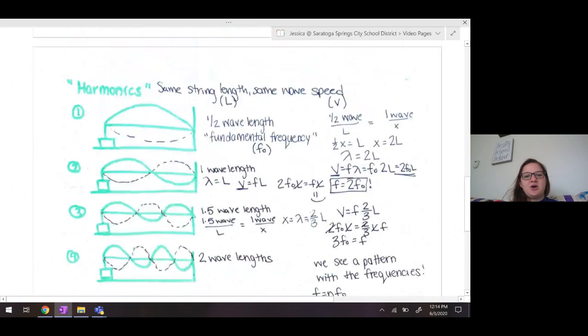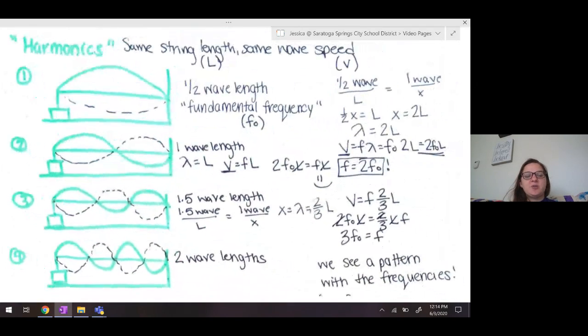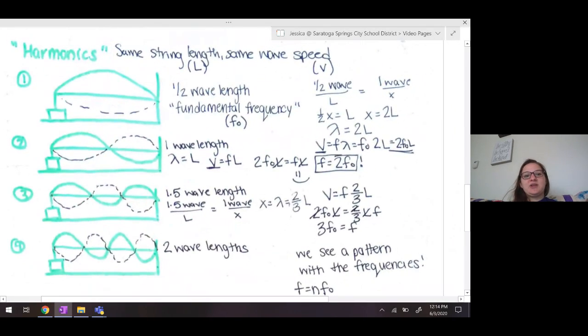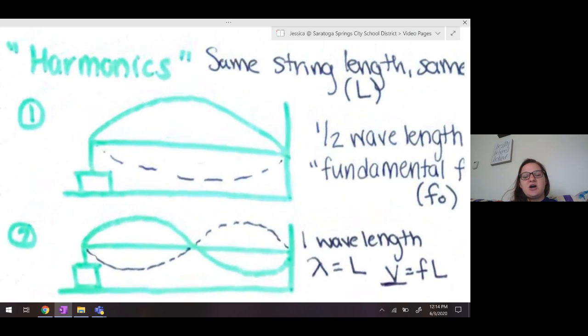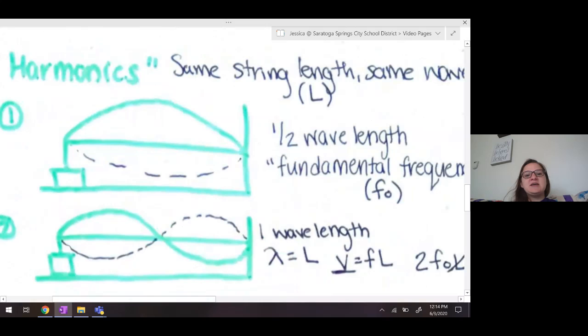There we go. So this is when we start to talk about harmonics. When we talk about harmonics, we're talking same string length, same tension, which means we have the same speed. This first drawing here is the first harmonic, or the fundamental frequency, or the fundamental harmonic. It has a couple of different names.